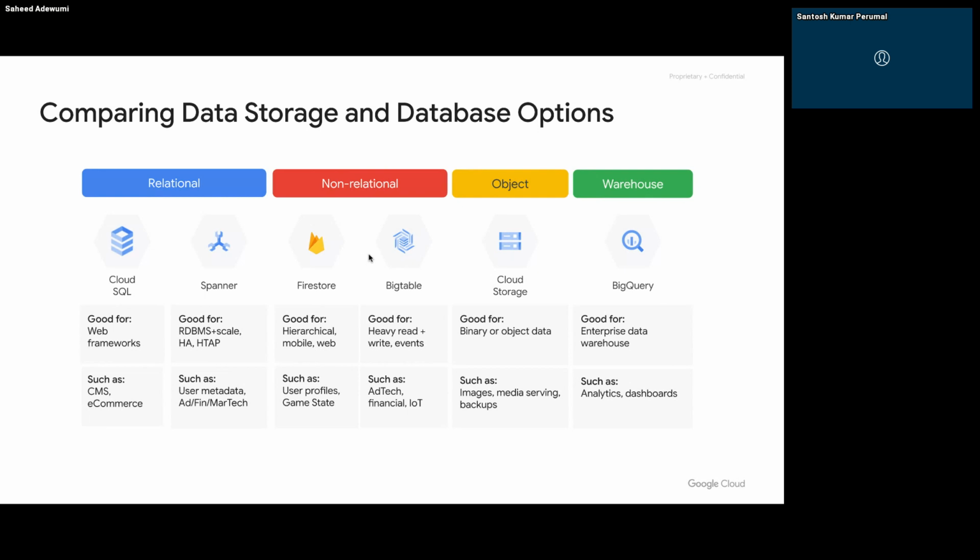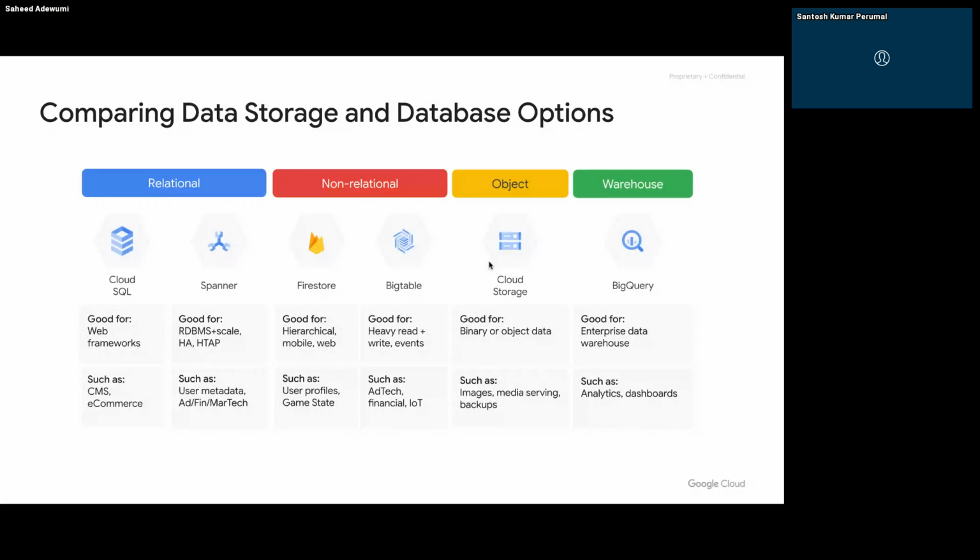So we have Bigtable. Compared to Spanner, Bigtable is used for unstructured data, unlike Spanner's SQL data. So they are used for a huge, heavy amount of data, for read and write.